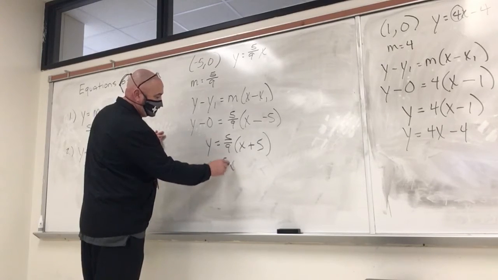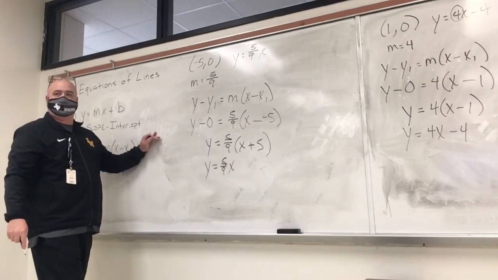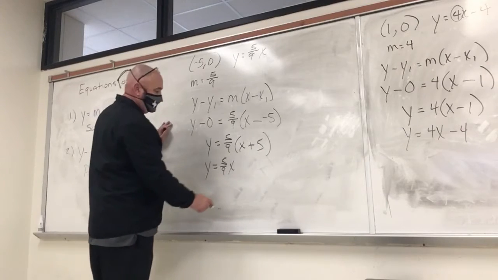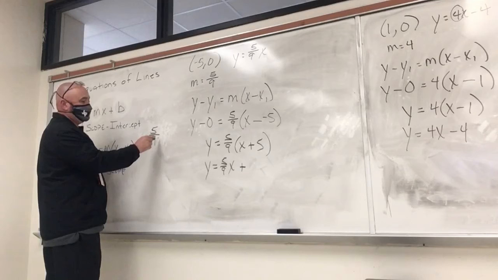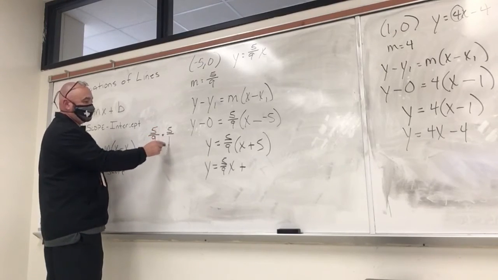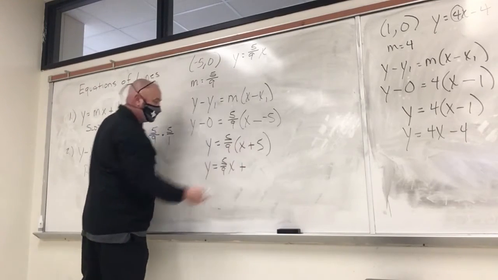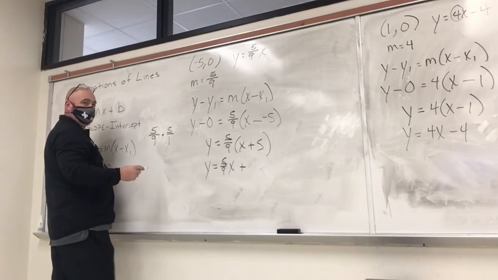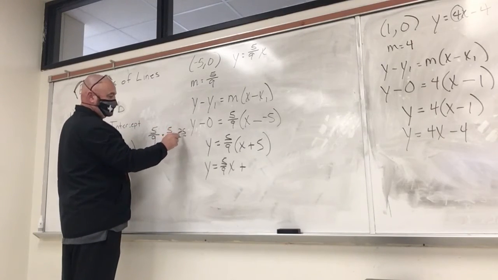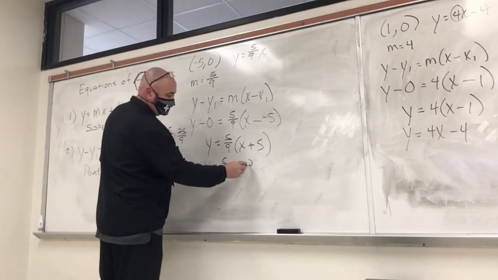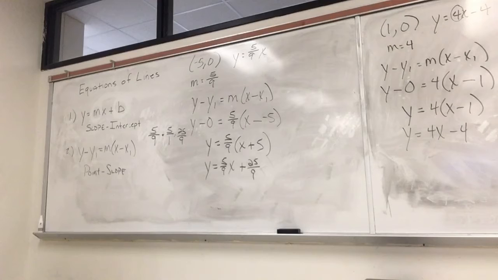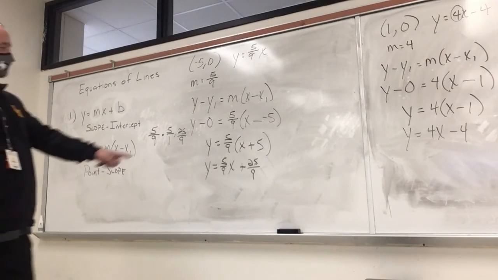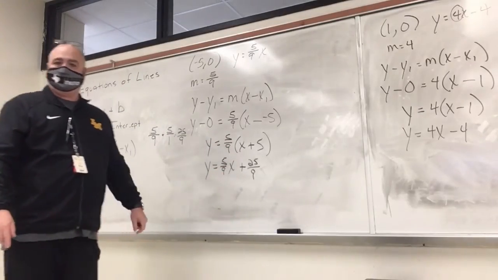5/9 times X is 5/9 X. And 5/9 times 5/1, which is 5/9 times 5. We just multiply straight across, right? It's 25/9. And I'm done. You distribute them. Oh, okay. I distribute, yeah. Final step, we gotta distribute. Okay?